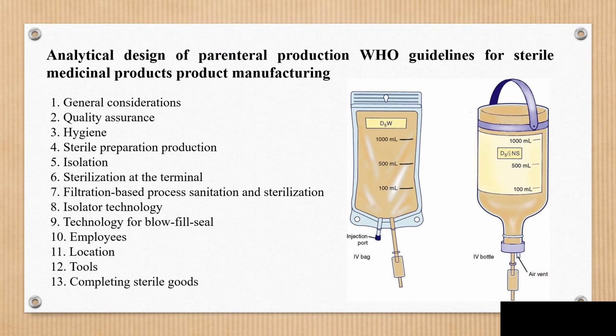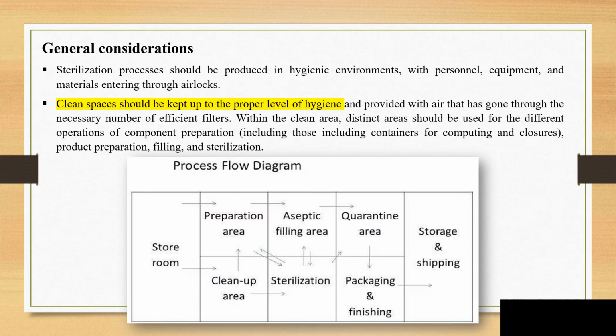Now, what are the different WHO guidelines which have been written for a parenteral production plant? First is general considerations, quality assurance, hygiene, sterile preparation production, isolation, terminal sterilization, filtration-based process sanitation, isolator technology, technology for blow-fill seal, employees, location, tools, and completing of the sterile goods. First, we come on to general considerations.